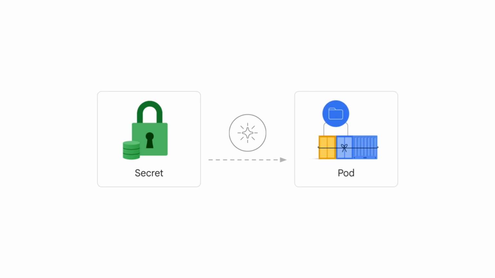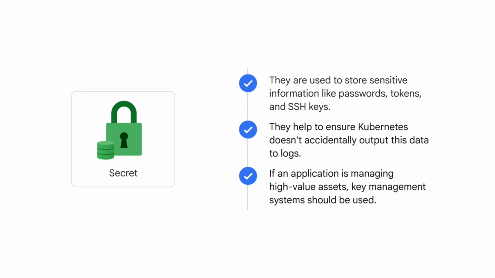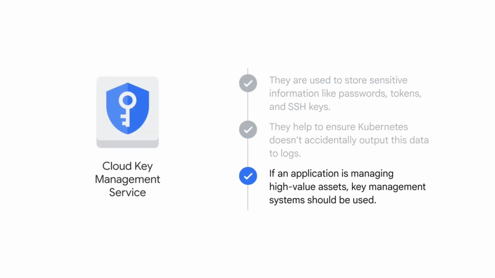Similar to config maps, secrets pass information to pods. However, the difference is that Kubernetes applications use secrets to store sensitive information like passwords, tokens, and SSH keys. This lets users manage sensitive information in their own control plane. Secrets also help to ensure Kubernetes doesn't accidentally output this data to logs. That being said, if an application is managing high-value assets or requires stringent regulatory requirements, key management systems like Cloud Key Management Service, also referred to as Cloud KMS, should be used for full secret management.